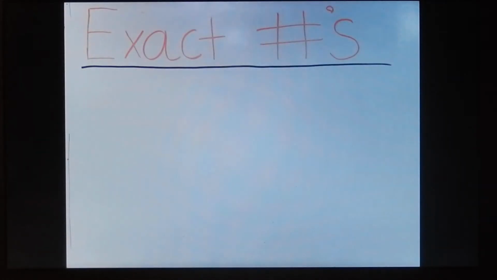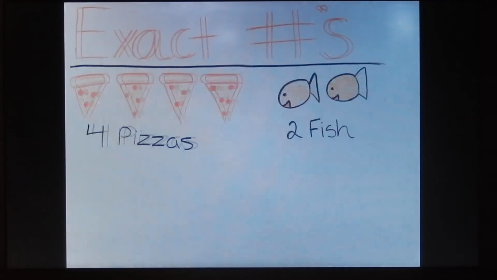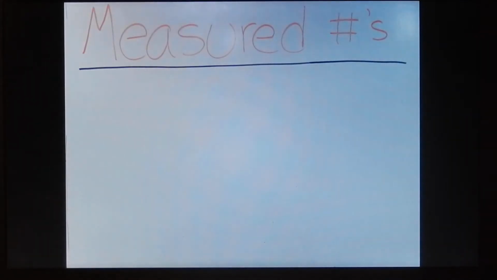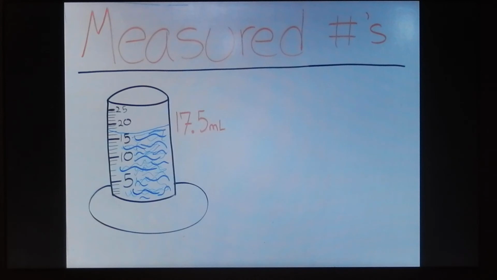Exact numbers. An exact number is obtained when you count objects or use a defined relationship. Counting objects are always exact. Some examples are 4 pizzas, 2 fish, 3 lamps, and 5 pencils. Every experimental measurement has a degree of uncertainty. A graduated cylinder has about 17.5 milliliters of water in it. We can easily see that there's at least 17 milliliters of water in it. From there, we have to make a guess for the rest of the measurement. That's where the 0.5 came from.